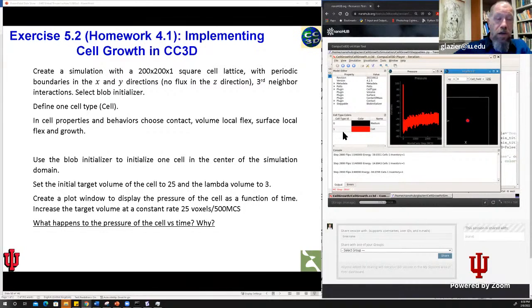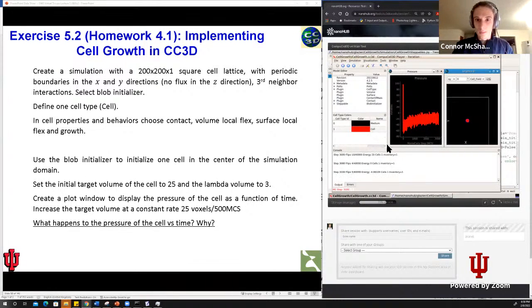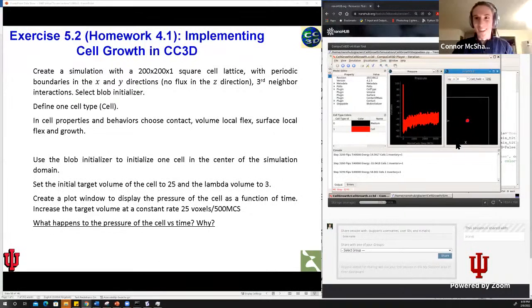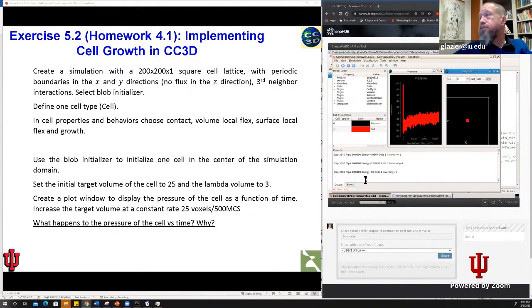My guess is that you have the surface energy turned on. Yes. So that's the next step. So you beat it. Okay. Anybody else have any questions about this?